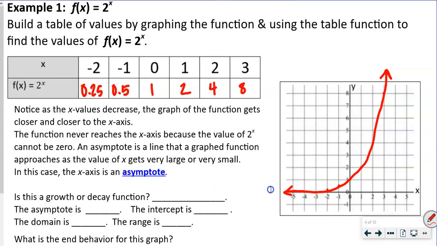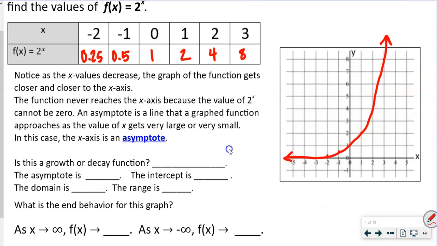If you notice here, we start really low and get really big, right? So this is what we call a growth function, okay? They're always going to look like this. They're going to start out really close to the x-axis and then get bigger as they move to the right. So the asymptote here is the x-axis, that is y equals 0. And notice where our graph crossed the y-axis, that is 0, 1, right? That's always going to be what an intercept looks like. It's going to start with a value 0, and then it's going to have wherever it crosses.